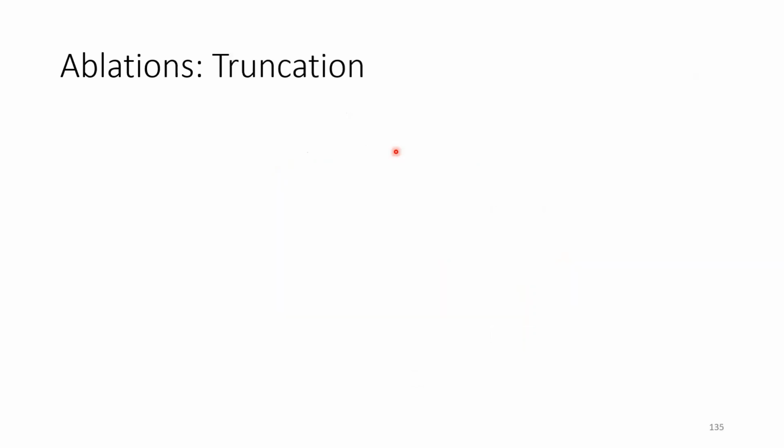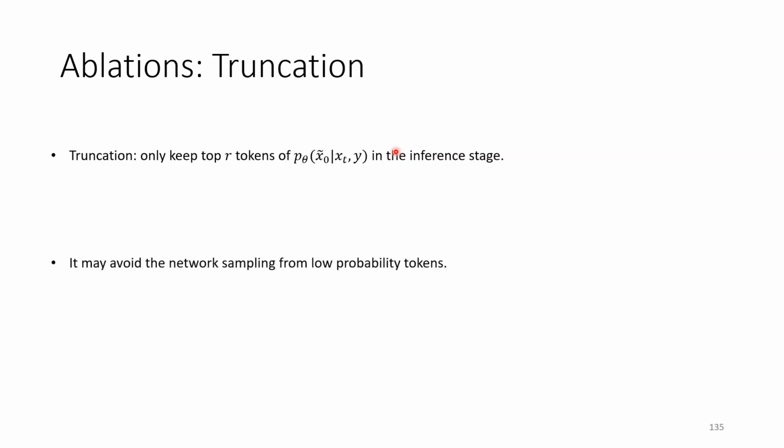The next ablation is on truncation, something the authors have introduced. Truncation is nothing but only keeping the top R tokens with the highest probability in the probability distribution during the inference stage. Here R is the truncation rate. They have introduced this so that it may avoid the network sampling from low probability tokens.